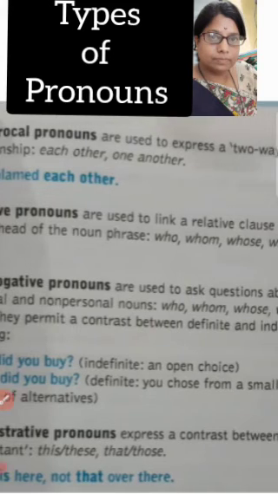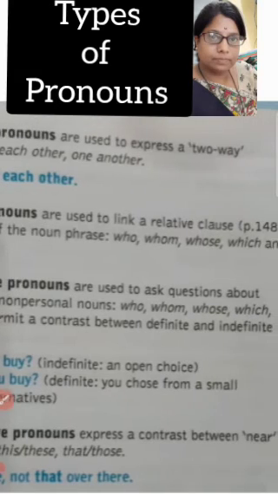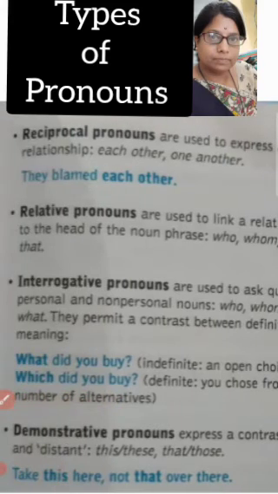They permit a contrast between definite and indefinite meaning. For example, what did you buy? Now what indicates indefinite. There is an indefinite choice, an open choice. And which did you buy? That is definite. There is a limited number of choices. You choose from a small number of alternatives. So what and which, indefinite and definite, that is the contrast, and both are the interrogative pronouns.